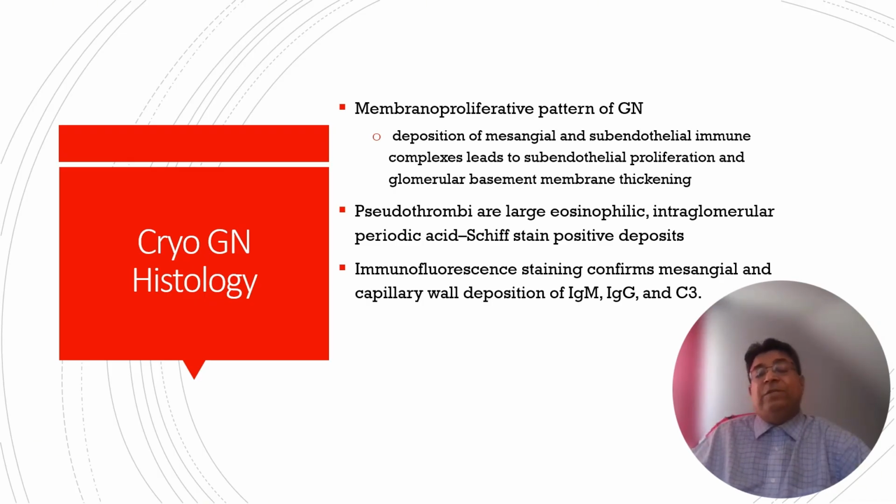Membranoproliferative pattern of GN is found in cryoglobulinemic GN. There's deposition of mesangial and subendothelial immune complexes, leading to subendothelial proliferation and glomerular basement membrane thickening. Pseudothrombi are large, eosinophilic, intraglomerular, periodic acid-Schiff stain positive deposits. Immunofluorescence staining confirms mesangial and capillary wall deposition of IgM, IgG, and C3.